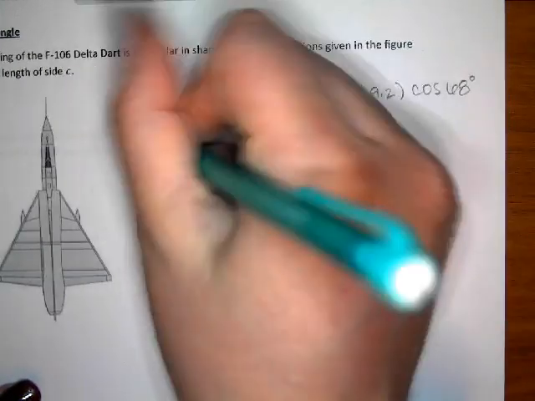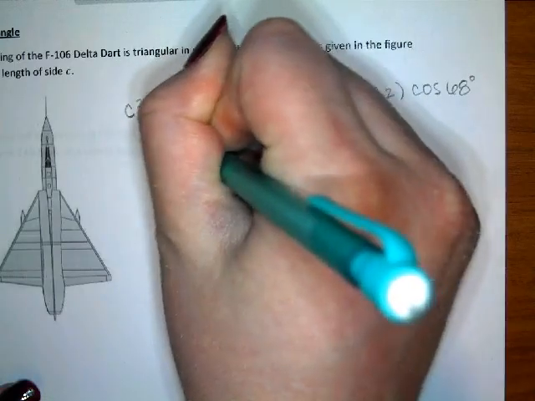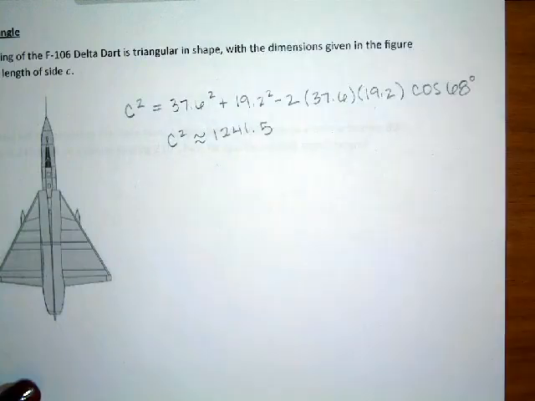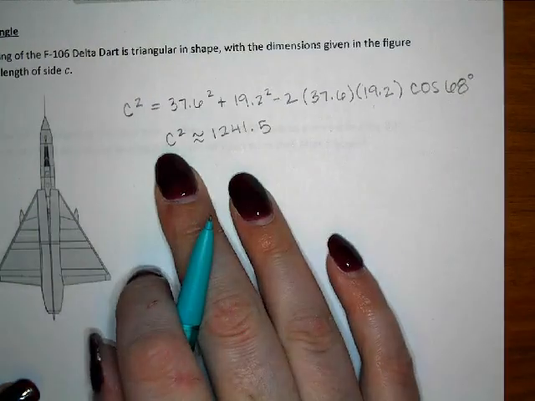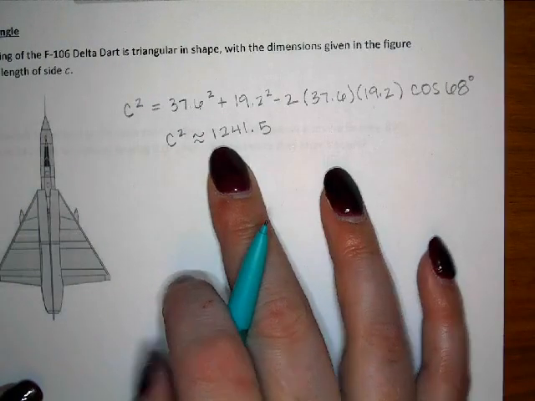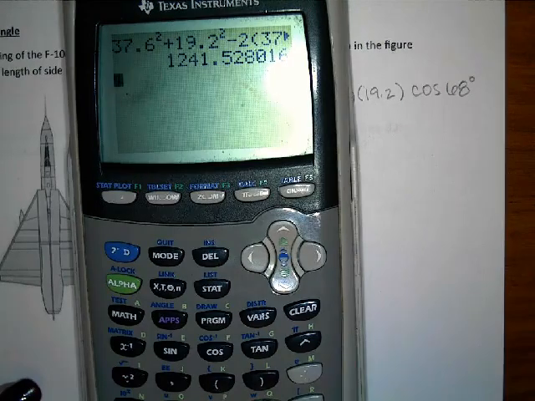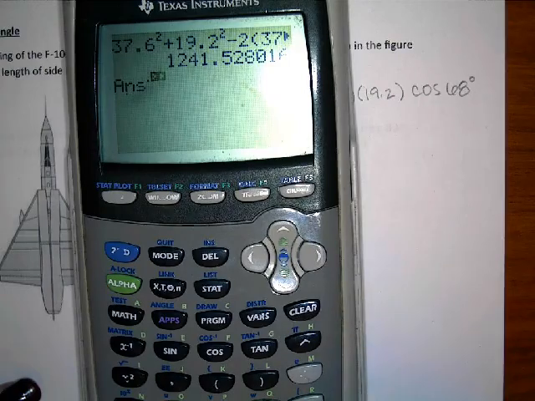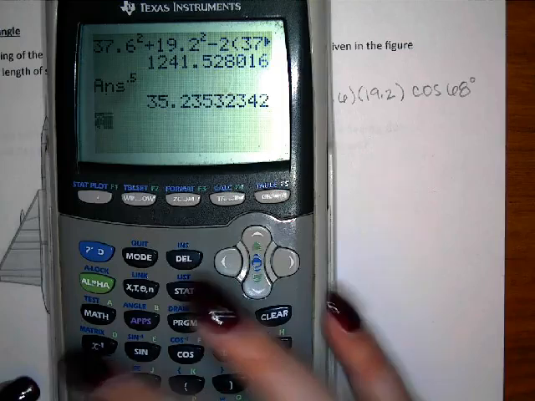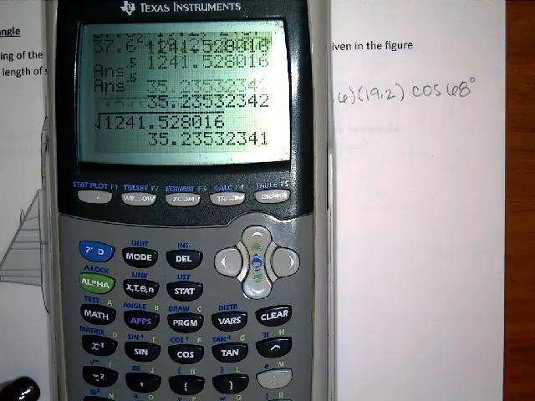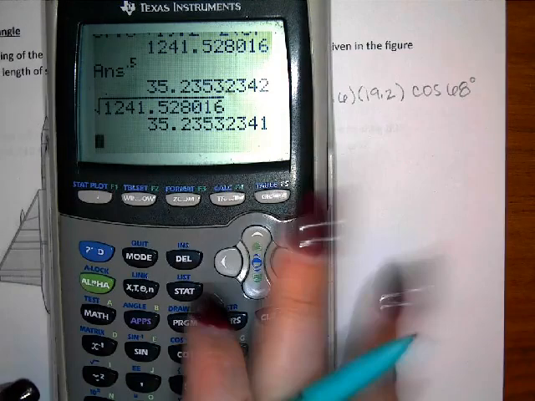So C squared is approximately 1,241.5. And then to solve for C, you can square root this number, or you could just raise it to the 1/2 power. I like raising it to the 1/2 power because you can do it just like that. But if you wanted to square root that number, you could just put square root and then copy paste it in there. Either way, you get the right answer.